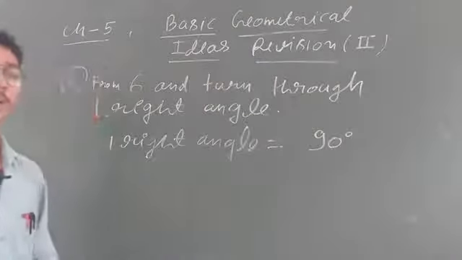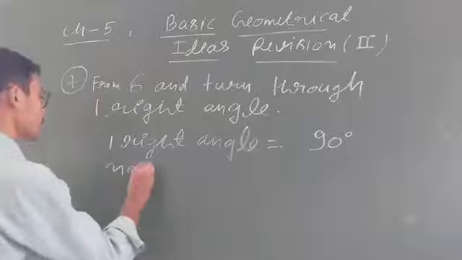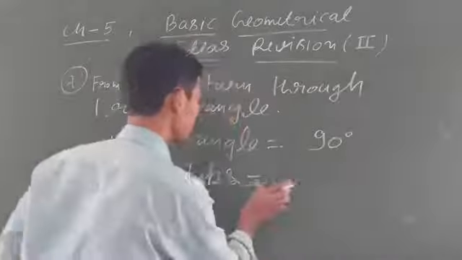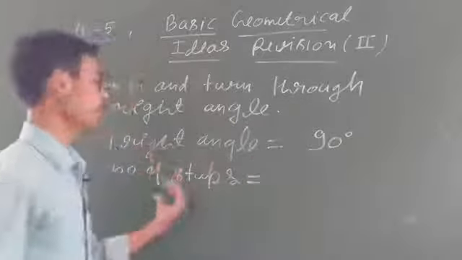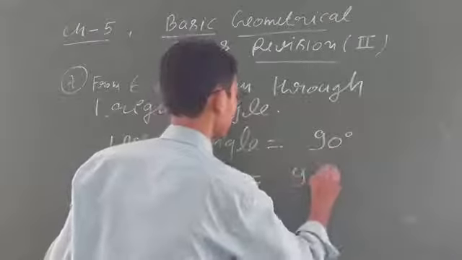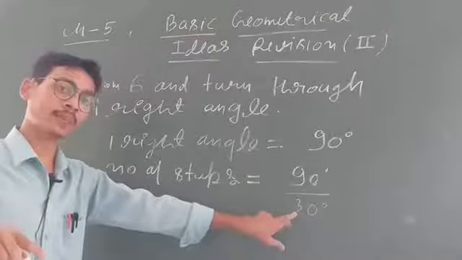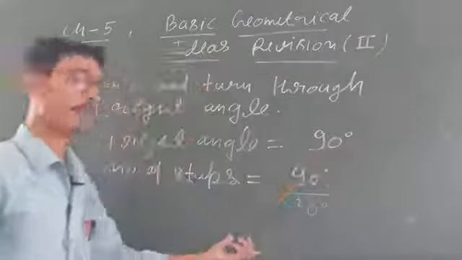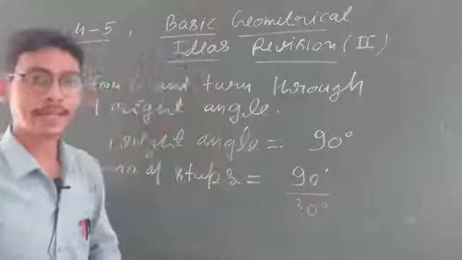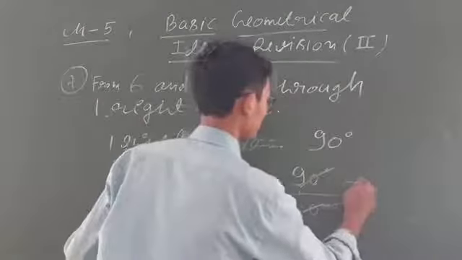Now if I want to know the number of steps in 90 degrees, can you tell? You can find it out easily. How? In one step there is an angle of 30 degrees. So you have to find the number of steps and 90 degrees is given, so you will divide 90 degrees by 30 degrees, because one step consists of 30 degrees. Number of steps equals total angle divided by 30 degrees, because I explained that at every step there is an angle of 30 degrees in the minute hand and hour hand. So it will come 3 steps.